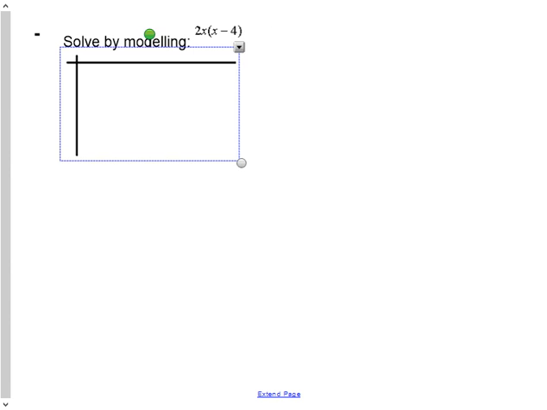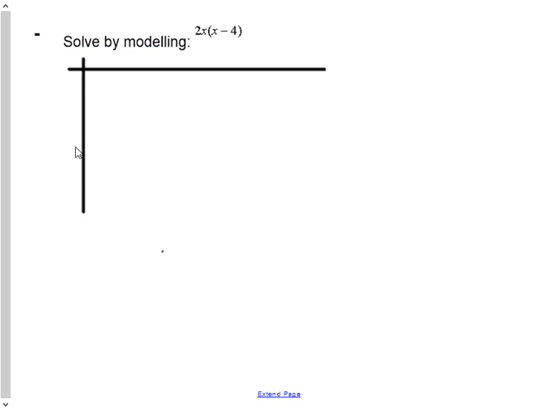Next question says solve by modeling. This time we're dealing with a binomial multiplied by a monomial, but the same process happens. I'm going to take an x and an x as my width. My length will be an x and a minus 4. Then I'm going to simply connect the area in. There's my area.